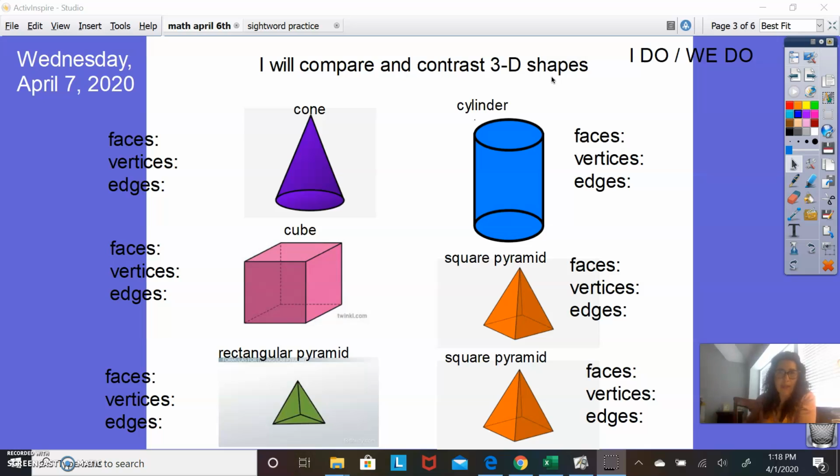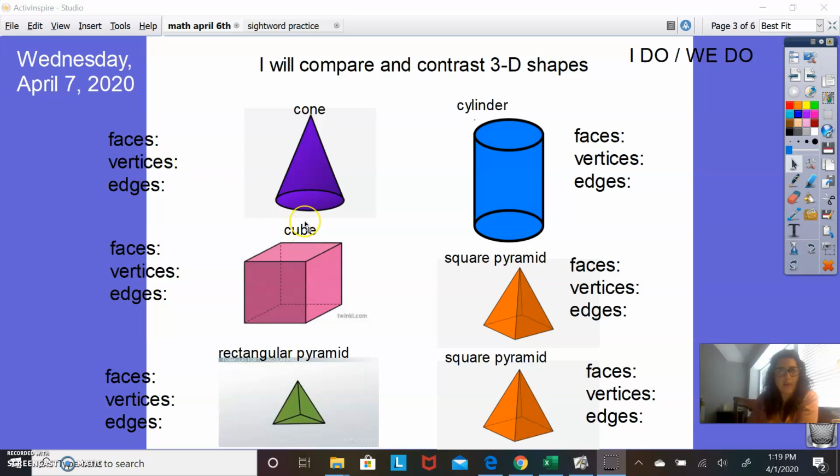So let's begin by looking at our first two shapes, the cone and the cylinder. Before we can really compare and contrast these shapes, we need to describe them. Remember on Monday when we talked about describing 3D shapes, we said we could describe the faces, the vertices, and the edges. So let's go ahead and do that first.